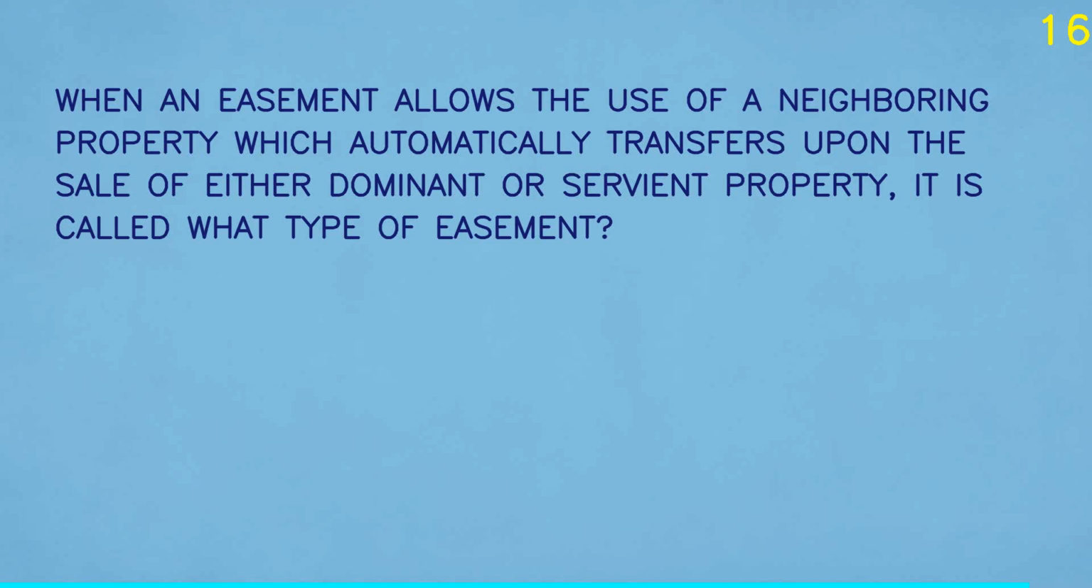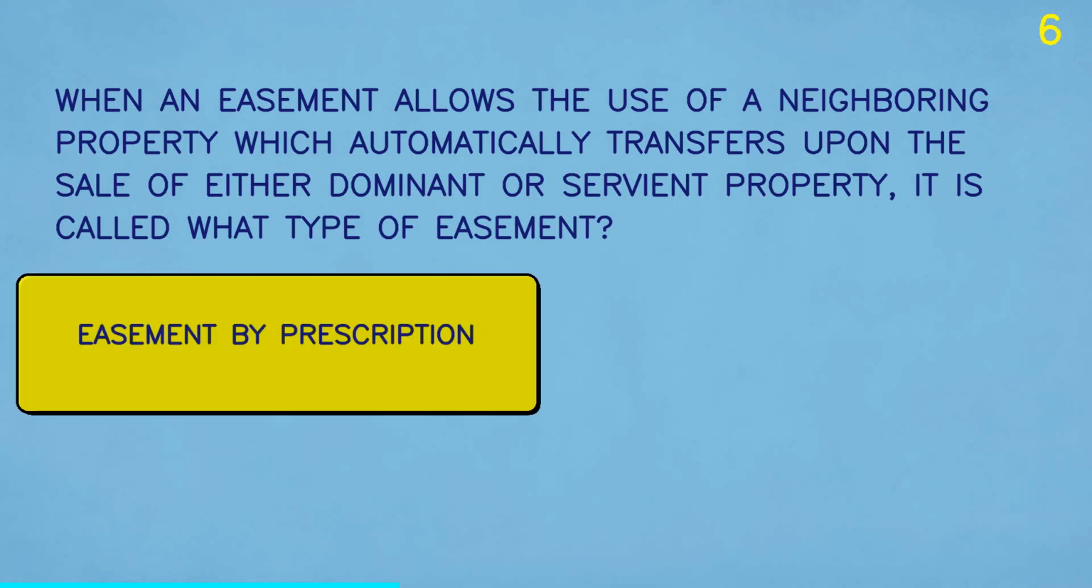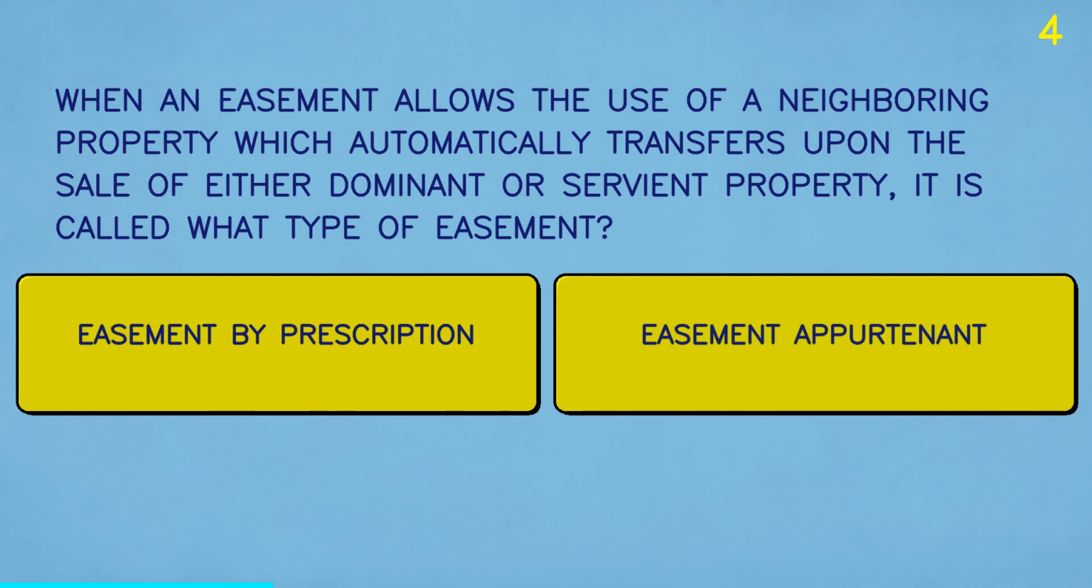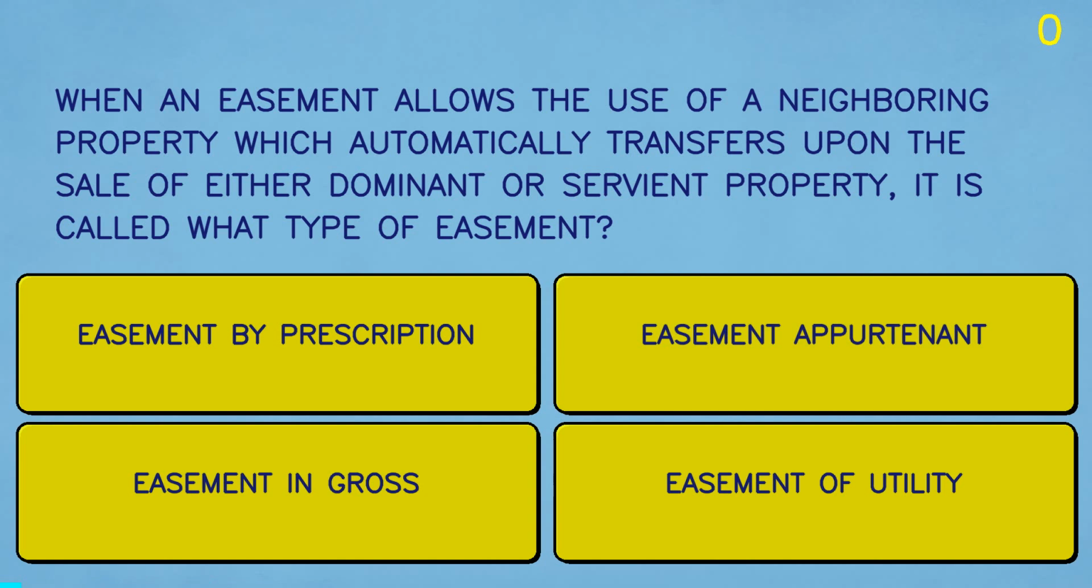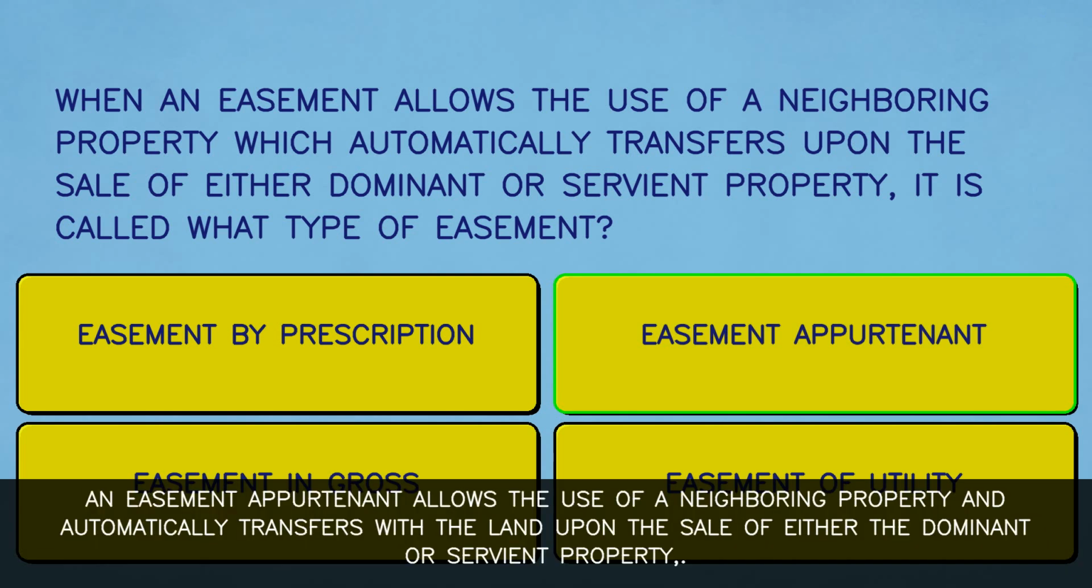Question 4. When an easement allows the use of a neighboring property which automatically transfers upon the sale of either dominant or servient property, it is called what type of easement? A. Easement by prescription. B. Easement appurtenant. C. Easement in gross. D. Easement of utility. The correct answer is easement appurtenant. An easement appurtenant allows the use of a neighboring property and automatically transfers with the land upon the sale of either the dominant or servient property.